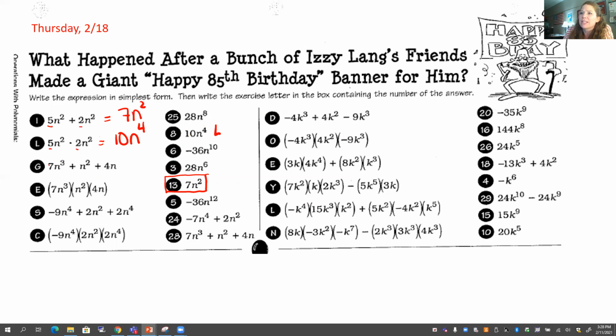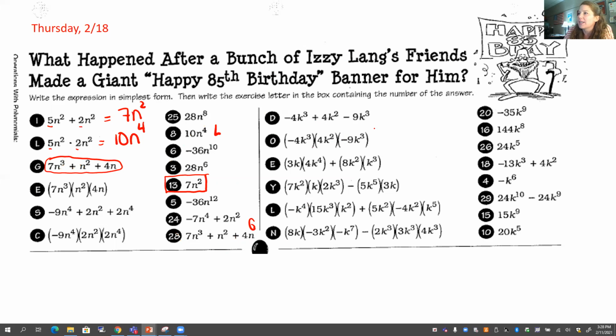All right, what about letter G? Can we add anything? Are these like terms? None of them are like terms, right? So this is the final answer. There's nothing we can do, which means 28 is G. Okay. So you guys keep on moving on.